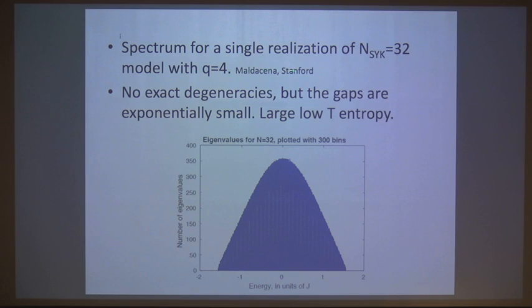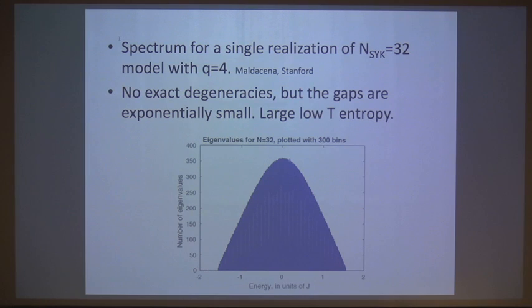One can just look at the spectrum for a single random choice of J_ijkl. This is from a paper by Maldacena and Stanford. And you see this nice, pretty dense distribution. It doesn't have any exact symmetry. It looks sort of symmetric under reflection, like most energies are at 0. But there are no exact symmetries and no exact degeneracies, as you would expect. There is large low temperature entropy of order N_SYK in this theory.